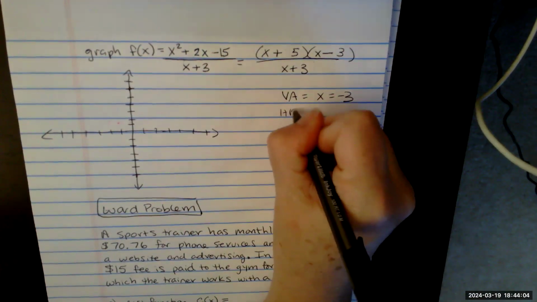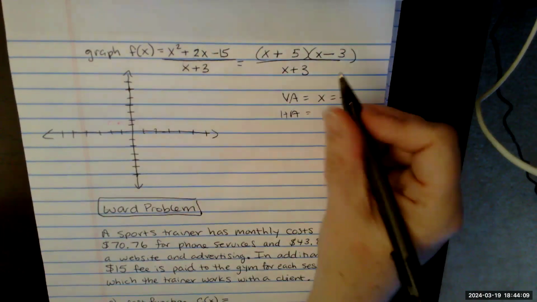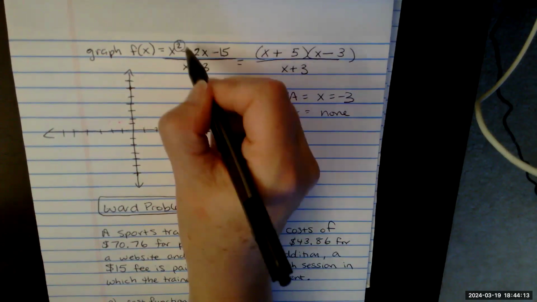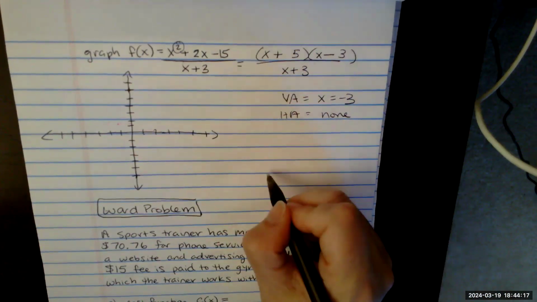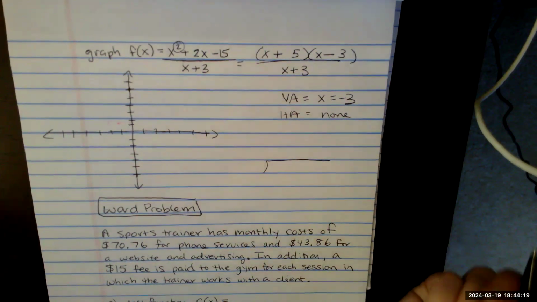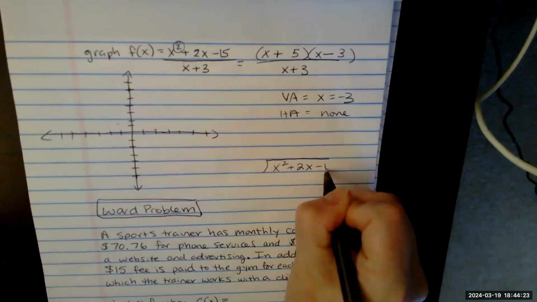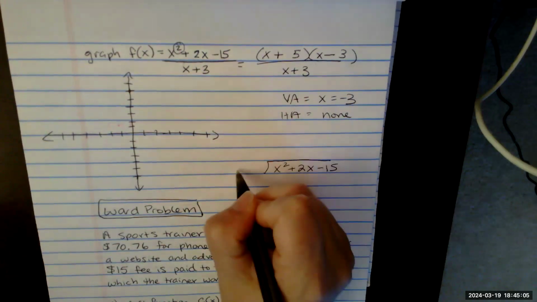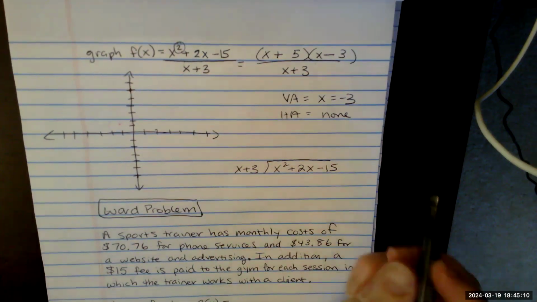For the horizontal asymptote, if the top is bigger than the bottom, that means there's none. And if it's exactly 1 degree higher, which is what we have here, it means there's probably a slant asymptote. So to find the slant asymptote, I need to divide. Remember how to do long division.